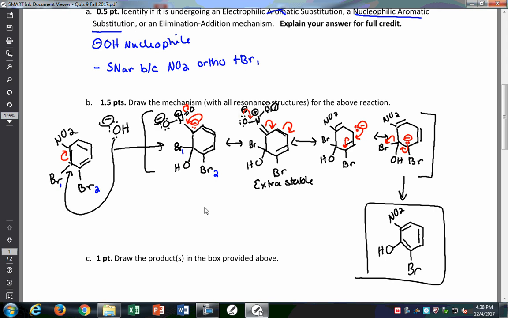And of course, the OH won't take the place of this bromine because we won't get that extra stable resonance structure, because NO2 is meta to that bromine. So that's not going to happen. So that explains why we need that electron withdrawing group ortho or para to the leaving group. Any questions with that?